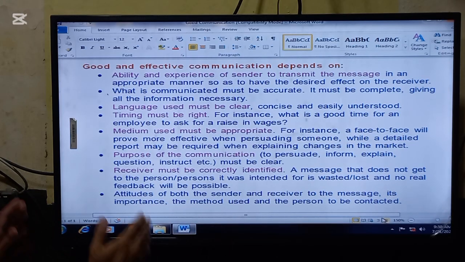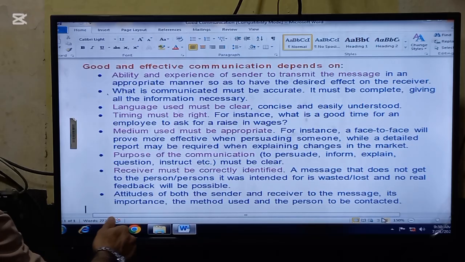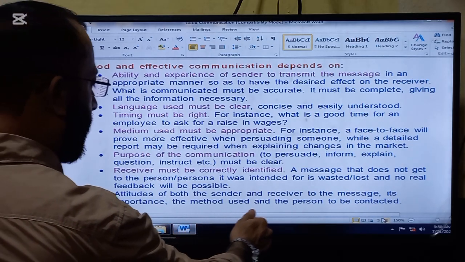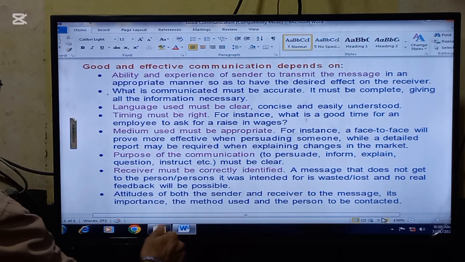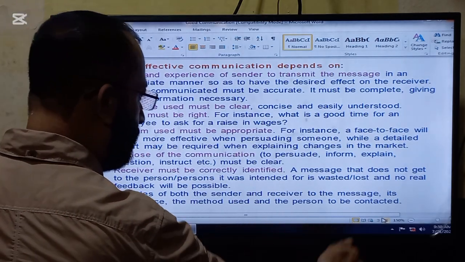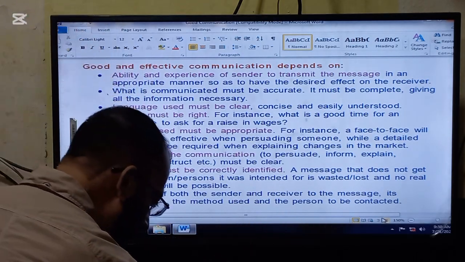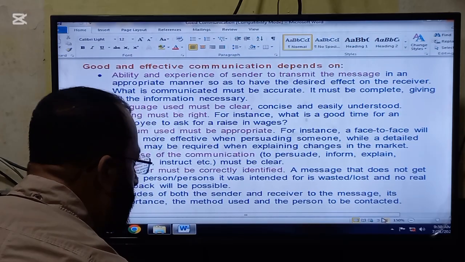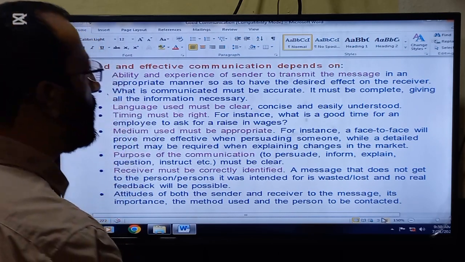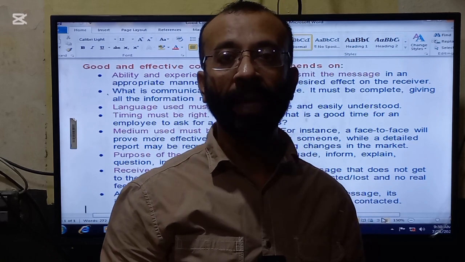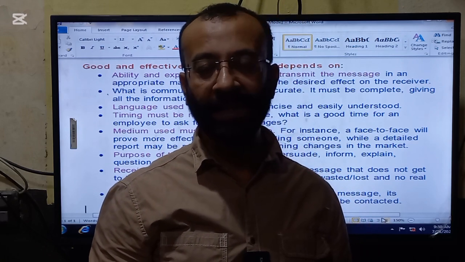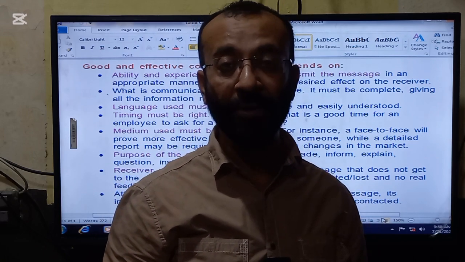The last thing required for good communication is the attitude of both the sender and the receiver to the message, its importance, the method used, and the person to be contacted. A positive attitude towards the message from both parties, the sender and the receiver, is very important for good communication. I hope this lecture will be easier for you to understand.